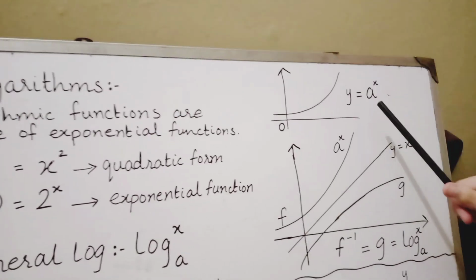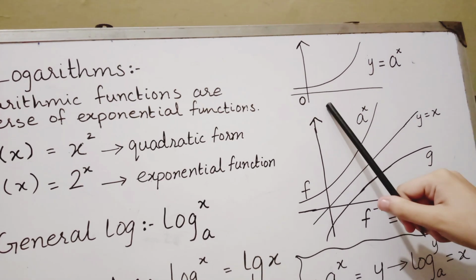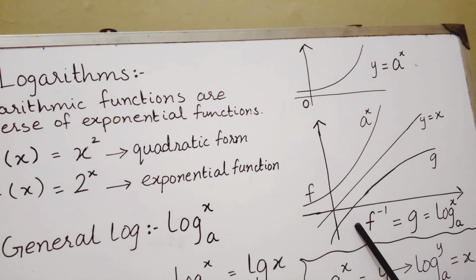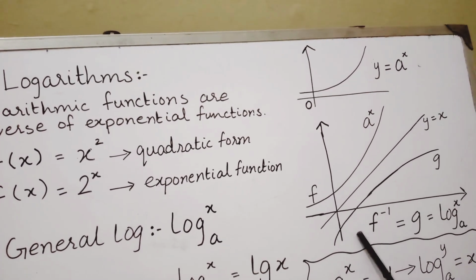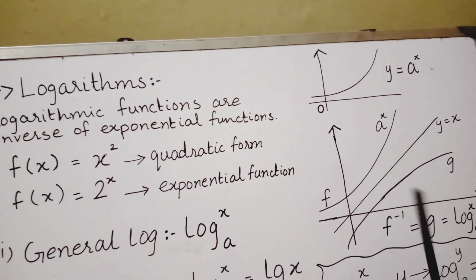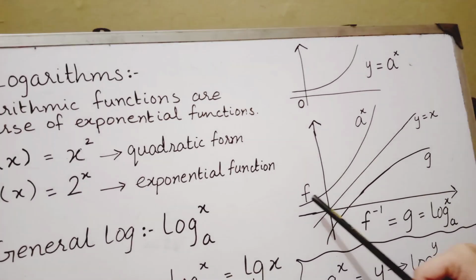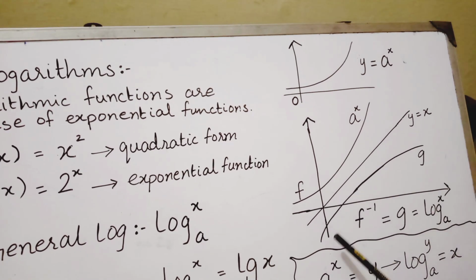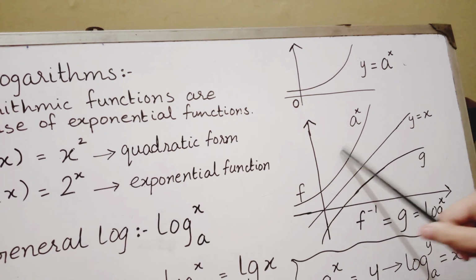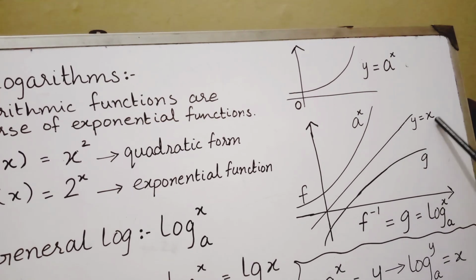Now this is the graph of an exponential function, a general graph. It never touches the x-axis. Now coming to this graph, this summarizes the definitions, which says logarithmic functions are inverse of exponential functions. This is the exponential function curve and this is the logarithmic function curve, which is the inverse of the exponential function. Hence it is a reflection in the y equals x line.